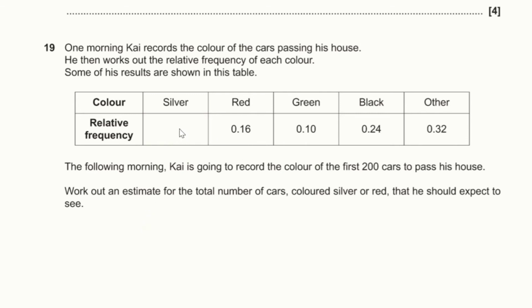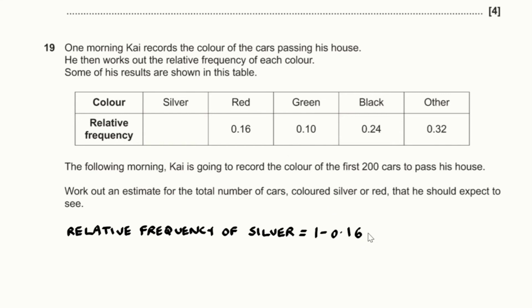Well, we need to find out the relative frequency of silver. For the relative frequency of silver, we've got 1 minus 0.16 for red, minus 0.1 for green, minus 0.24 for black, minus 0.32 for other. So if I work this out, we get 0.18 for silver.